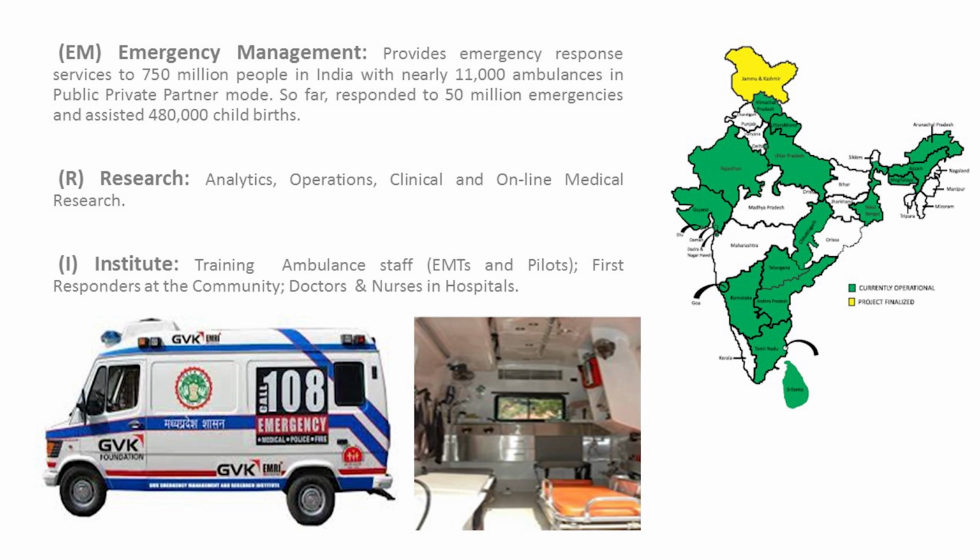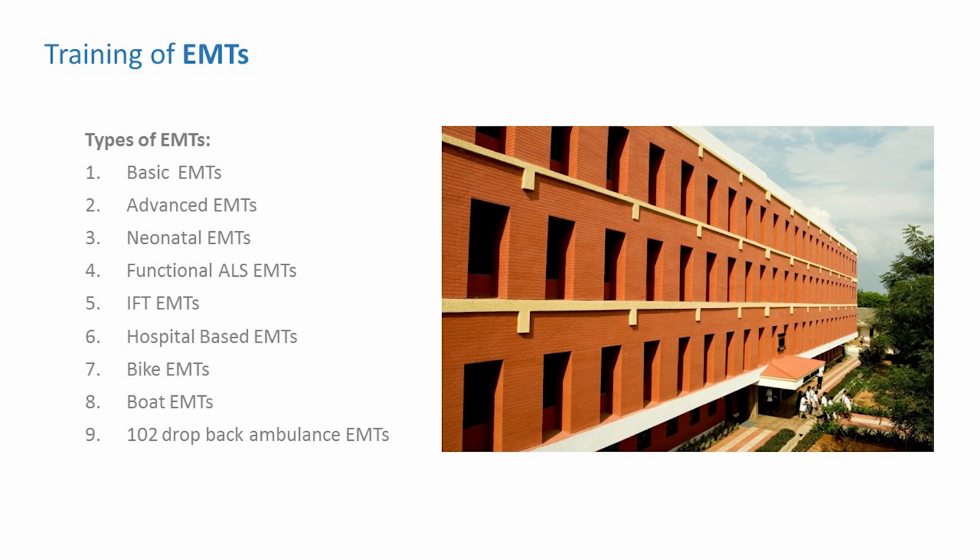So this is how we do this. EM is emergency management, research is R, and the I is the institute or the capacity building activities. People who provide these services are referred to as emergency medical technicians. Because we have different types of emergency vehicles and different levels of emergency services we render, depending upon the emergency vehicle, we have a bike EMT, a four-wheeler like a regular ambulance.